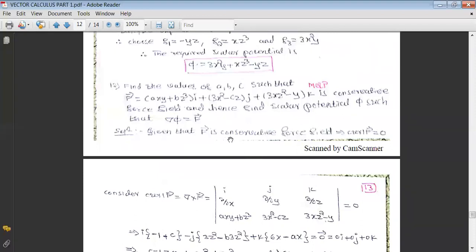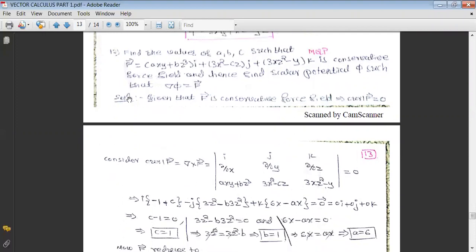Given that f bar is a conservative field, it means the vector is irrotational. That's why we find the curl of f bar equals 0. First, let us find the curl of the given vector. That is curl of f bar equals del cross f bar, and that equals the determinant with rows i j k, dou by dou x, dou by dou y, dou by dou z, and the third row elements are the components of f.